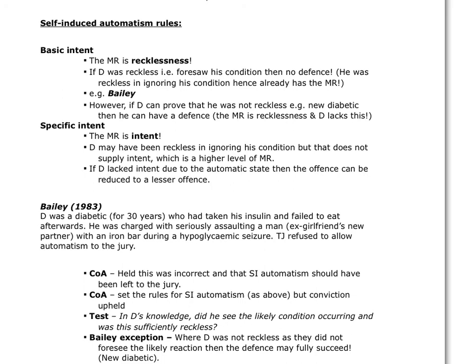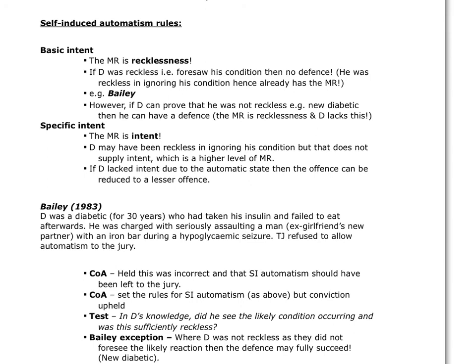We know a crime of basic intent is one that requires recklessness, so it tends to be a less serious offence. There are some exceptions, of course, but generally less serious. And the rule is as follows. If D was reckless, i.e. foresaw his condition, then there will be no defence. If he was reckless in ignoring his condition, he's already got the mens rea. E.g. exactly what was suggested in Bailey.